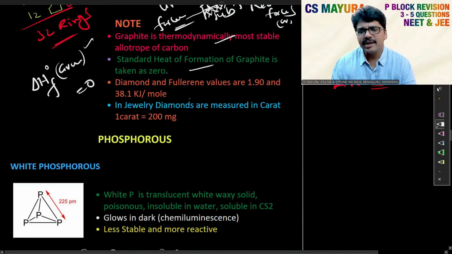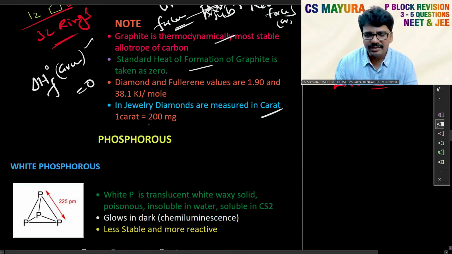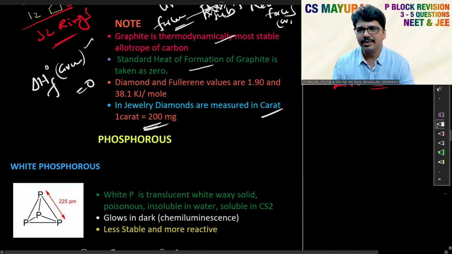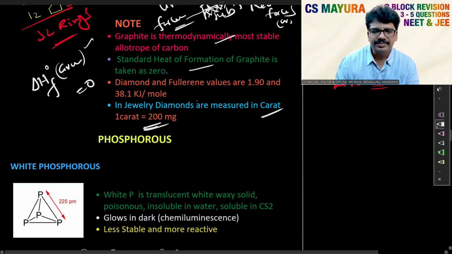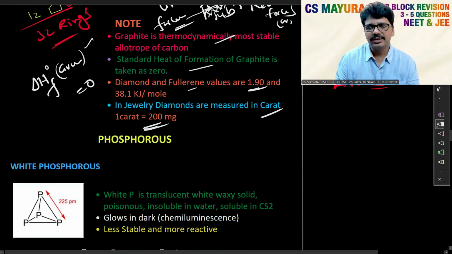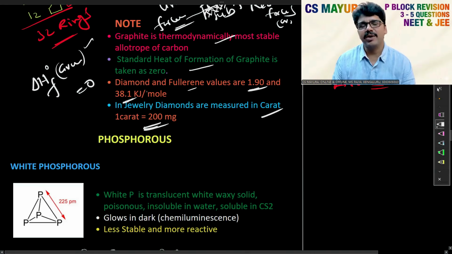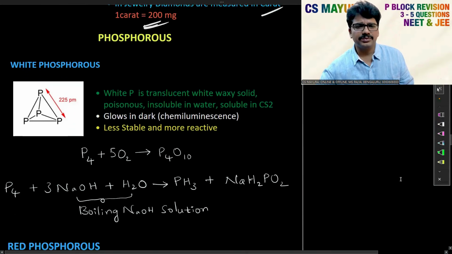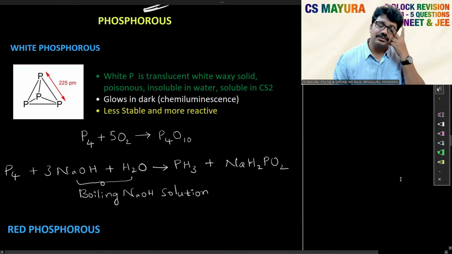So in jewelry, diamond's quality is measured in carats. What is that? 1 carat is equal to 200 milligrams. This point is important. And the diamond standard heat of formation is what? 1.90. And the fullerene's standard heat of formation is what? 38.1. And graphite is what? 0.